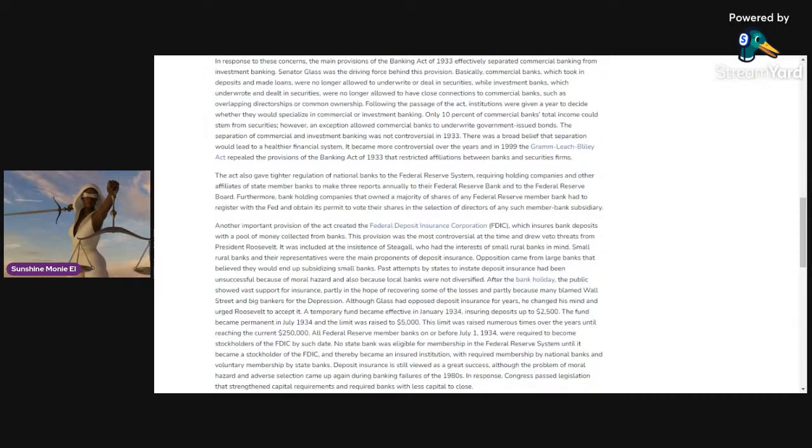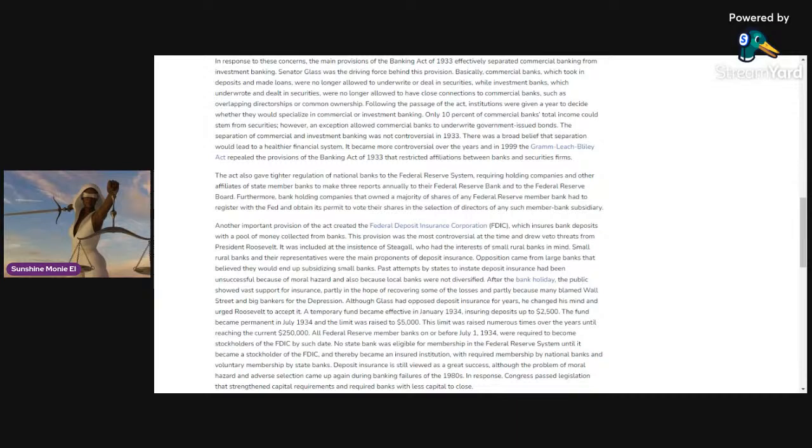A temporary fund became effective in January 1934, insuring deposits up to $2,500. The fund became permanent in July 1934, and the limit was raised to $5,000. The limit was raised numerous times over the years until reaching the current $250,000. So every time you guys make a deposit, there's $250,000 of insurance attached. Okay.